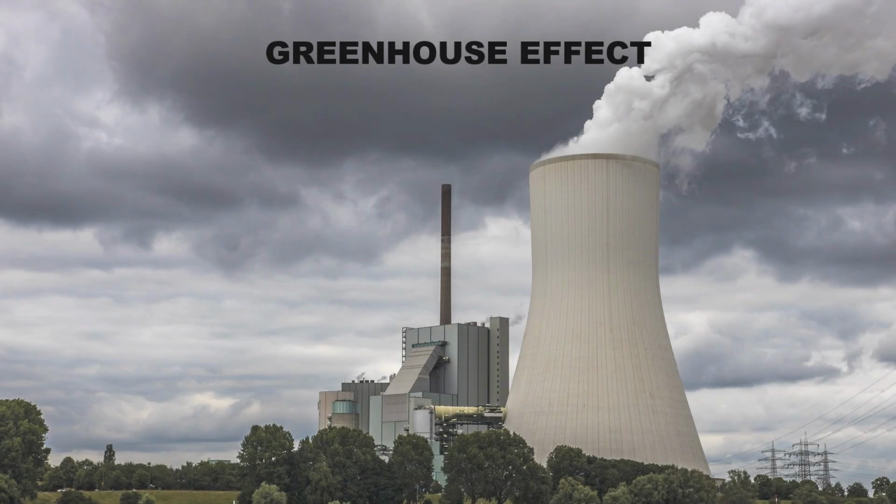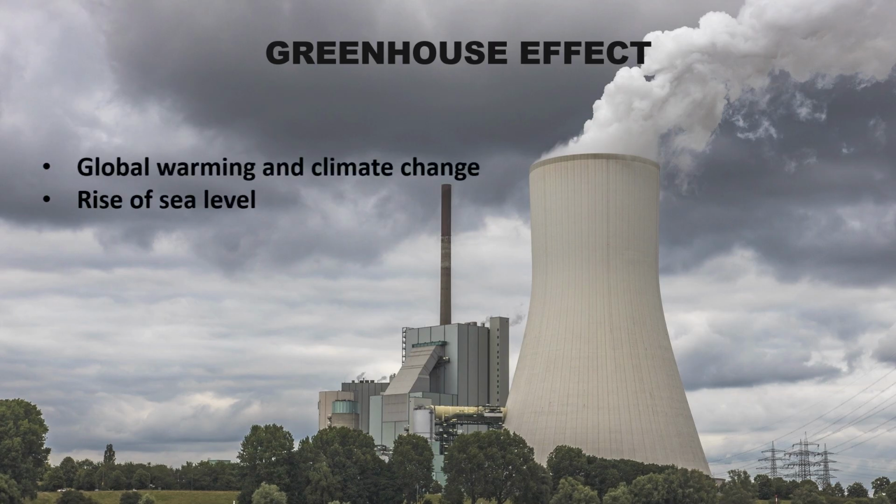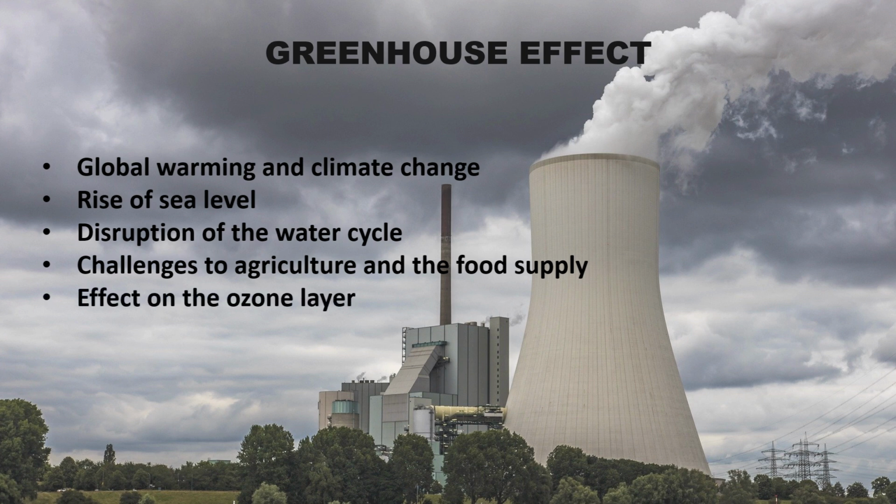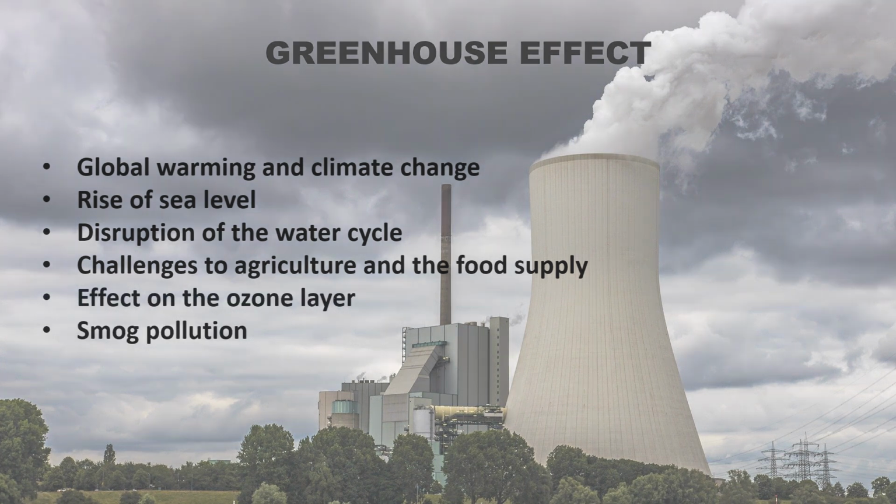recently. Now we can see what the effects of greenhouse gas emissions are. There are a lot of impacts due to these greenhouse gas emissions: global warming and climate change, rise of sea level, disruption of the water level, challenges to agriculture and the food supply, effect on the ozone layer, and smog pollution. So these are the adverse effects of greenhouse gas emissions.